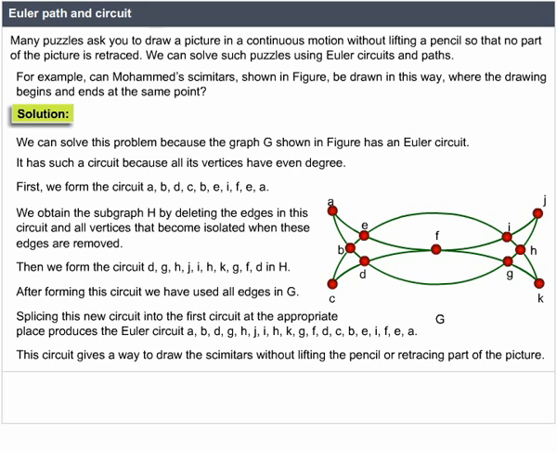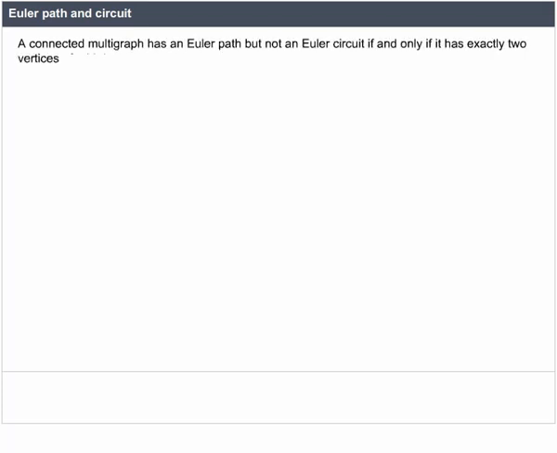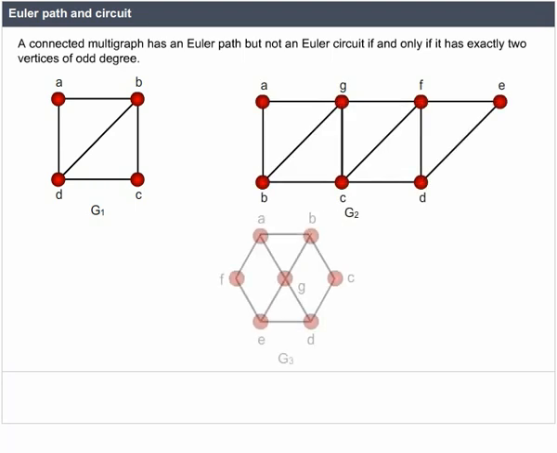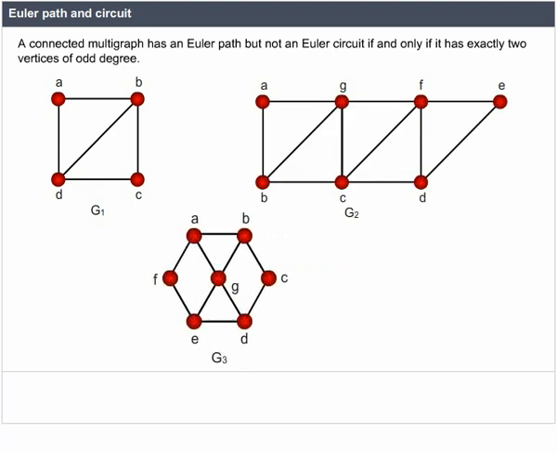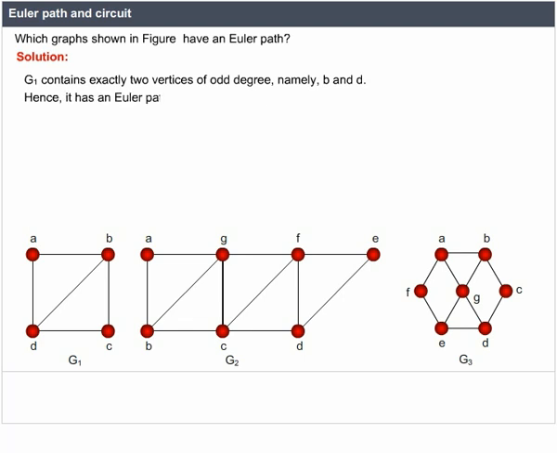A connected multigraph has an Euler path but not an Euler circuit if and only if it has exactly two vertices of odd degree. Which graph shown in the figure has an Euler path? Solution: G1 contains exactly two vertices of odd degree, namely B and D. Hence it has an Euler path that must have B and D as its endpoints. One such Euler path is D, A, B, C, D, B.